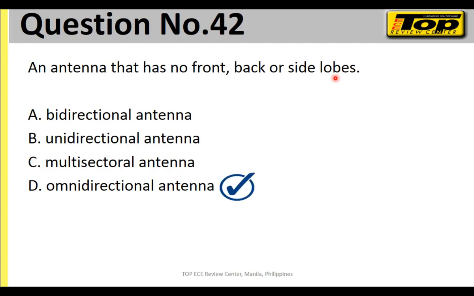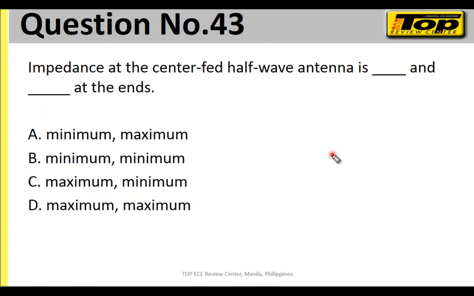Ang tawag mo diyan, omnidirectional antenna. Siyempre, yung omnidirectional antenna, isang buong bilog lang yun. So, walang front yun, walang back, walang side lobes. Usually, ang meron lang front, back, side lobes are basically unidirectional or bidirectional antennas.